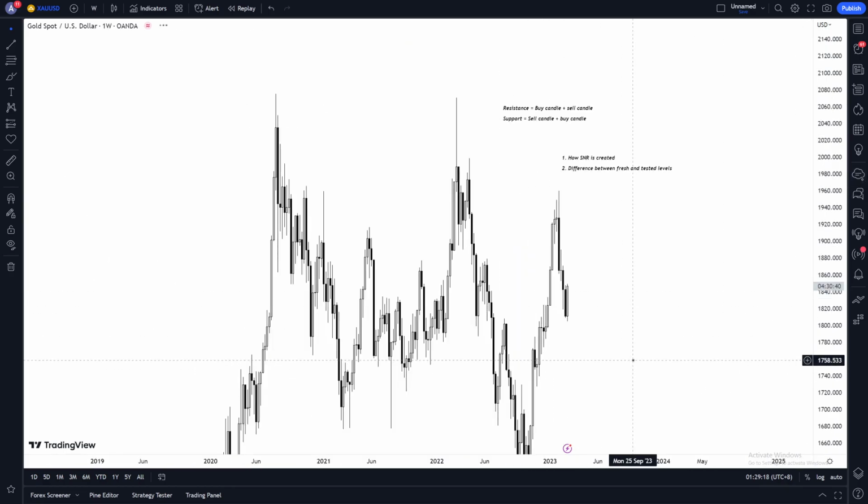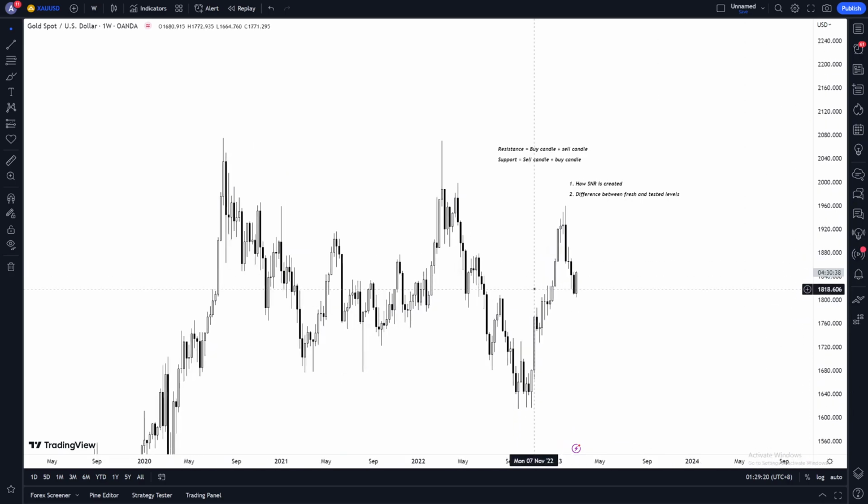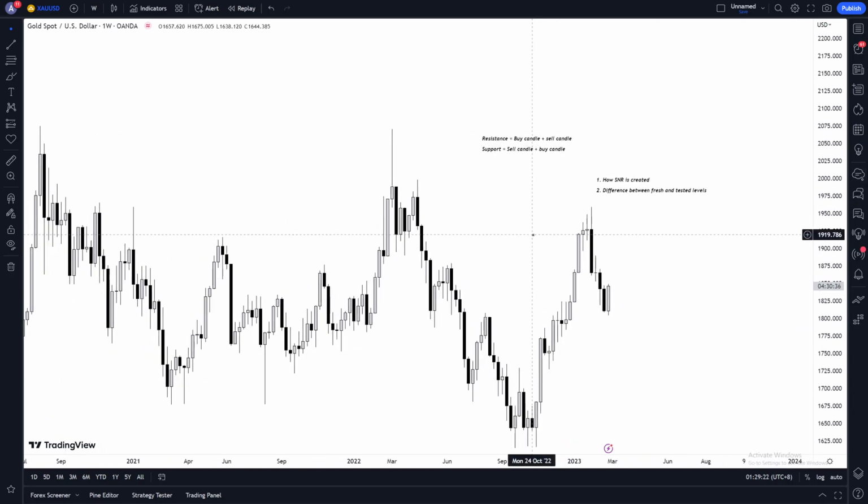I think it's best we look at the weekly because there are fewer candles for us to look at. All right, cool. So resistance. What do I say? Buy plus sell candle. Once this sell candle has closed, this has created a resistance. So how do we draw it?